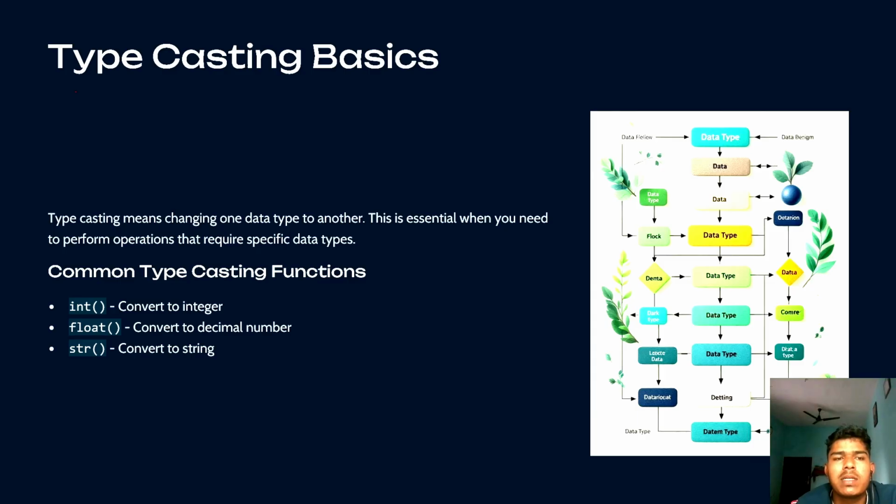The second one is typecasting. Typecasting means changing one data type to another. This is essential when you have to perform operations on specific data types. Common typecasting functions are int, which converts to integer; second is float, which converts to decimal number; the third one is str, which converts to string. Typecasting is used very often with input.